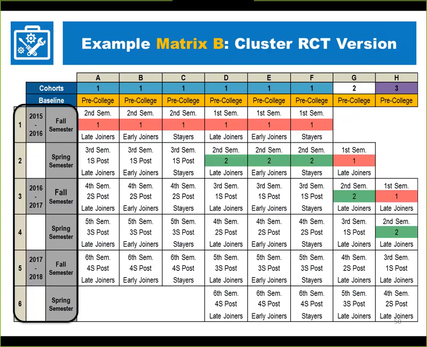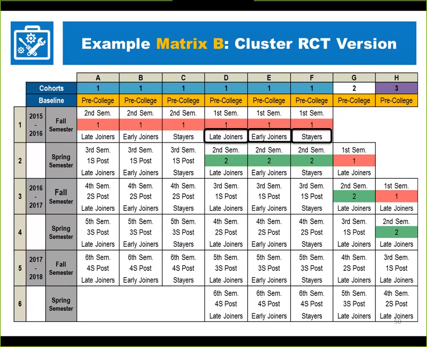With a cluster RCT design, again, it's necessary to specify whether the sample will include students who were present in clusters at the time of random assignment, stayers, or whether the sample will also include students who joined clusters soon after random assignment. In other words, whether the sample will include stayers and early joiners, or whether the sample will include any students who are in clusters at the time that outcomes are measured. In other words, that the sample will include stayers, early joiners, and late joiners.